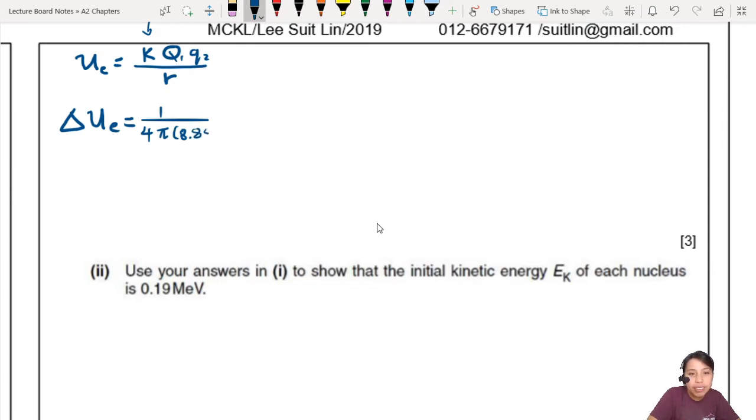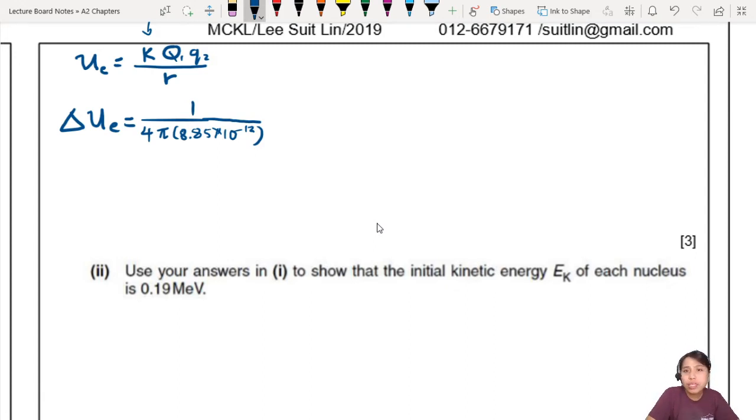8.85 times 10 negative 12. Make sure you know how to find this value in the data and formula sheet or in your calculator. But I recommend you use the data formula sheet. Get used to it in the exam. Okay, that's 1 over 4 pi E naught, QQ.